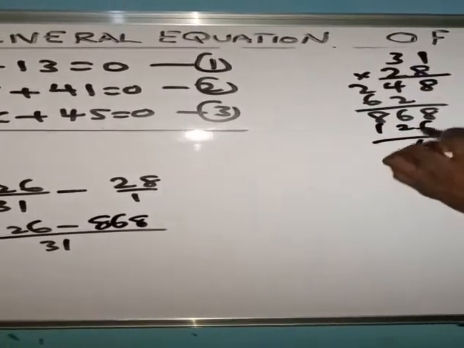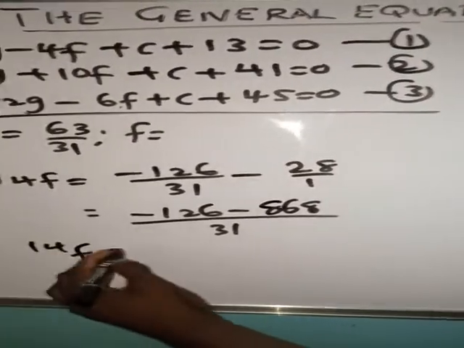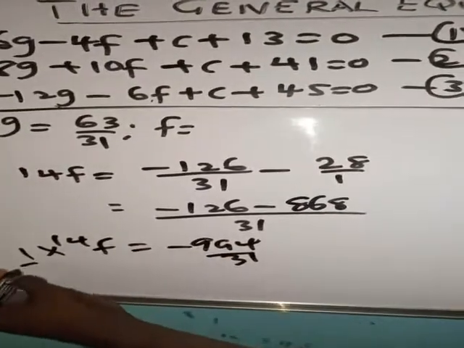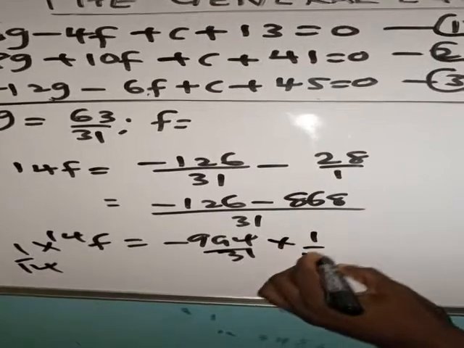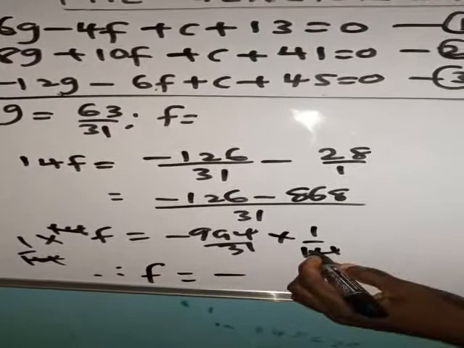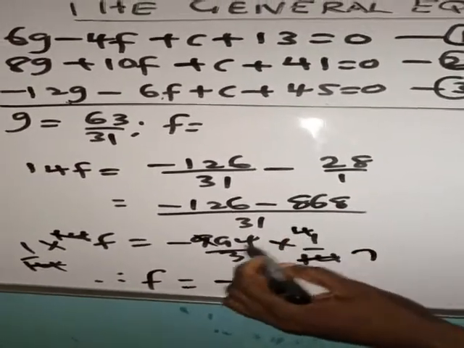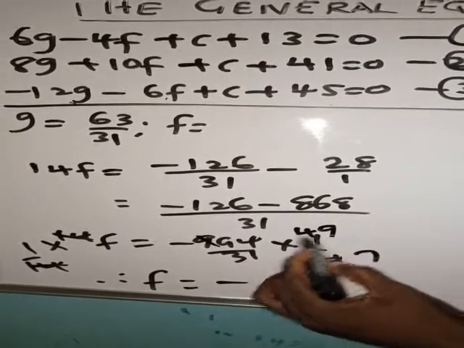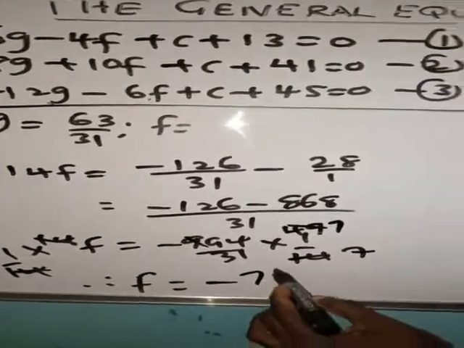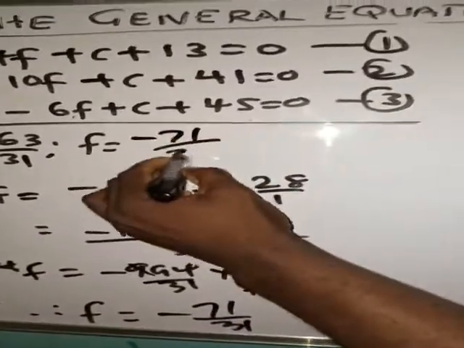8 plus 6, 14, carry 1. 8 plus 1, 9. 8 plus 1, 9. So 14f is minus 994 over 31. Now multiply both sides by 1 over 14. So we have that f is equal to minus 994 divided by 14: 2 in 9, that's 4 remainder 1, 2 in 19, 9, that's 18 remainder 1, 2 in 14, 7. So f is minus 71 over 31.